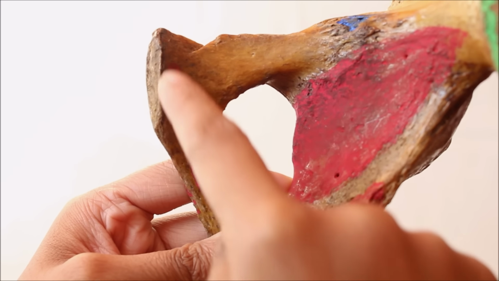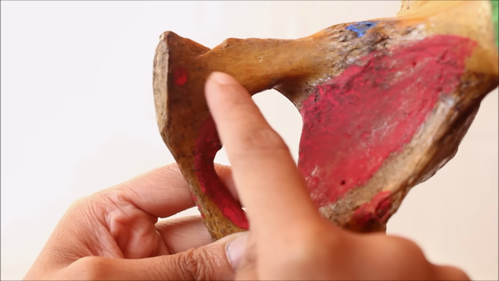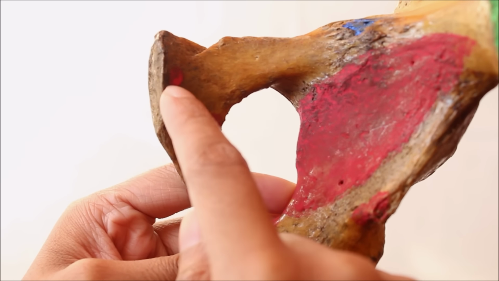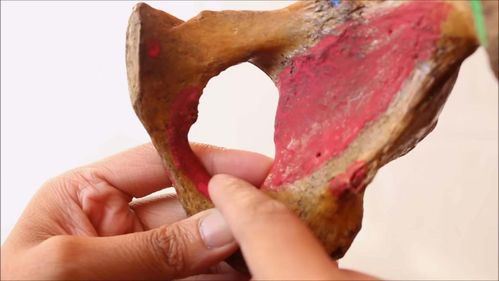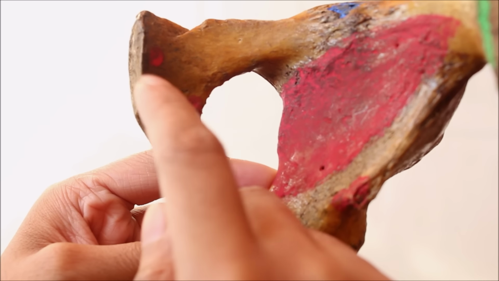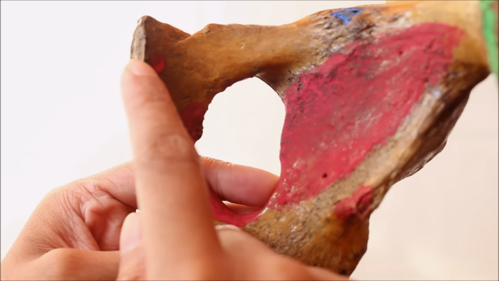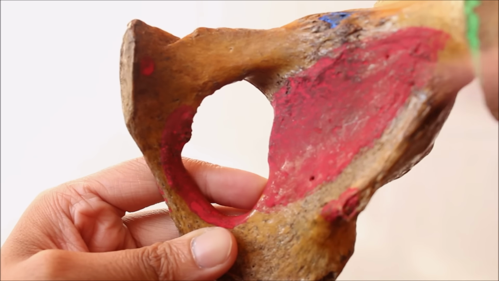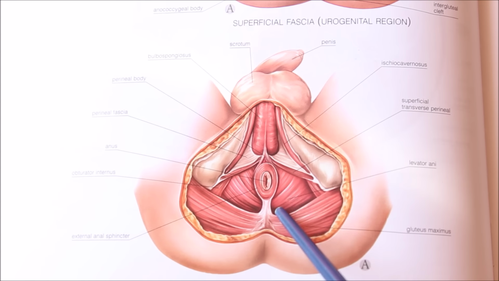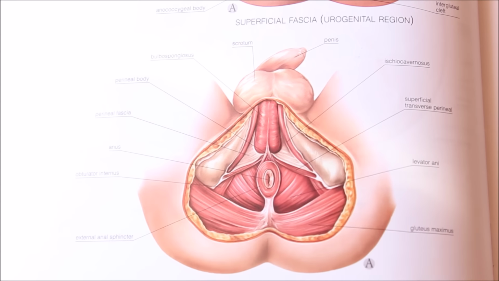The posterior surface of the body of the pubis gives origin to the levator ani in its middle part, origin to the obturator internus laterally, and attachment to the puboprostatic or pubovesical ligament medial to the origin of the levator ani. This is the levator ani muscle.